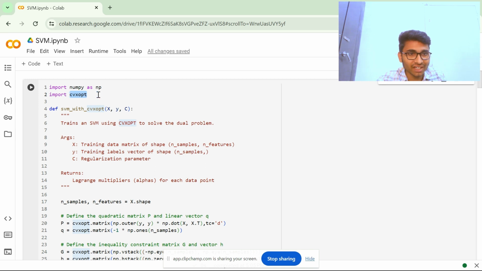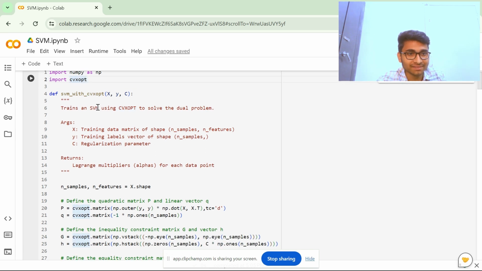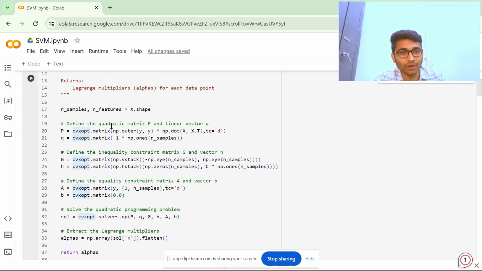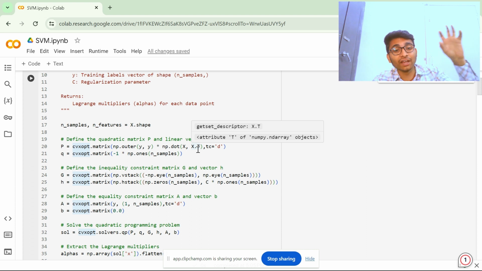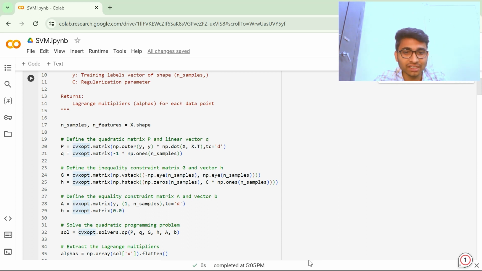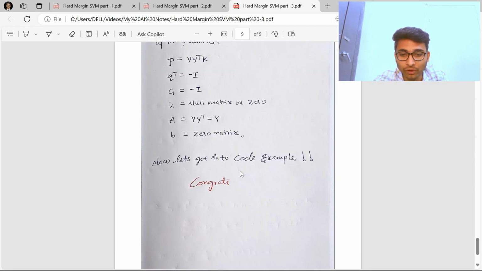Now let's get into the code. CVXOPT is the algorithm I imported, and I have defined a function. I asked the Gemini model and it gave me the code. That's all. P is defined as matrix of np.outer(y, y) times np.dot of x and x transpose, because we are doing the dot product of every vector with the other vectors. It is just this code.